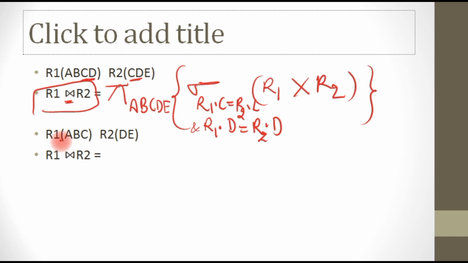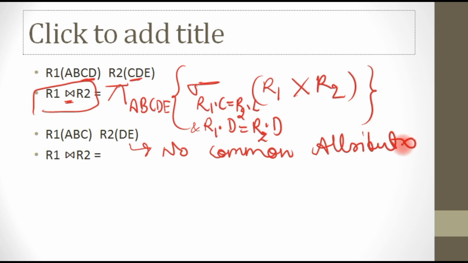Now we have two relations R1 and R2. In these two relations there is no common attribute. So when we don't have any common attribute, there is no condition to select the tuples. So we can say that R1 natural join R2 will be equal to R1 cross R2.